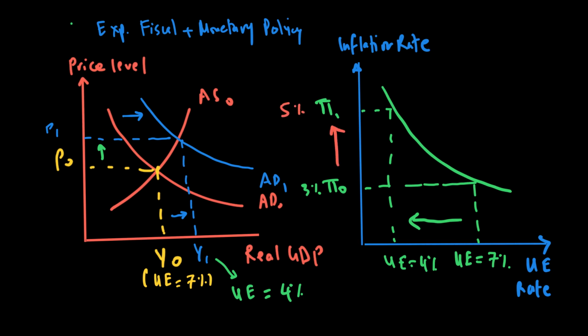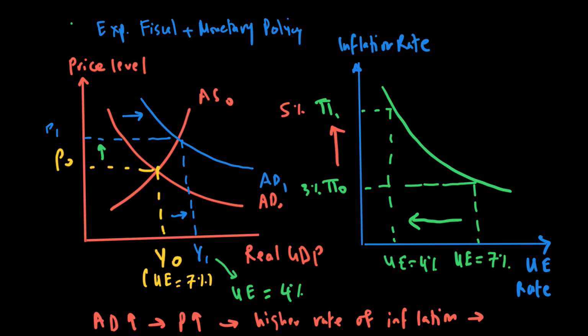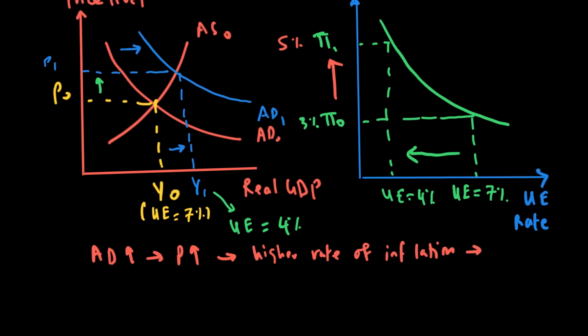The idea is this: a rise in AD, let me write this, AD goes up, the price level goes up, which means a higher rate of inflation, but at the same time unemployment goes down as GDP goes up, which is exactly what your short run Phillips curve is telling us.